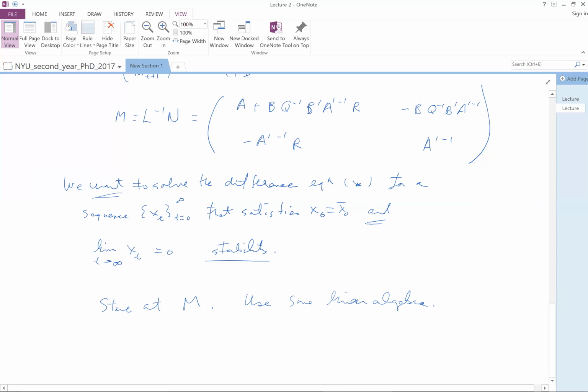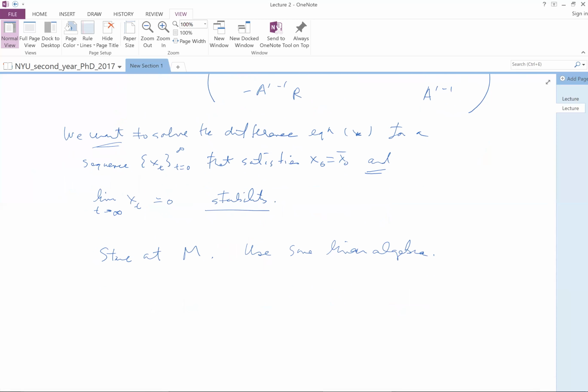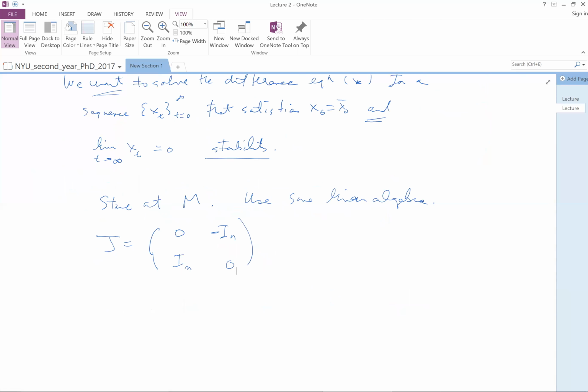So I'm going to introduce this matrix J, and this is going to have the following property. By the way, John Muth knew what we're talking about, even though he did not use this mathematics. It's remarkable. So there's my matrix where I_n is the n by n identity matrix. That's what that is.